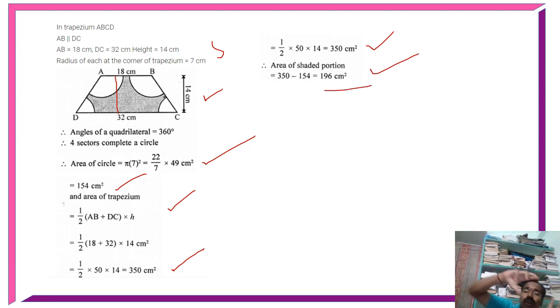Once again I am saying, whenever four corners of any quadrilateral are occupied by sectors, the sum of the four corner angles of a quadrilateral is 360. So if you attach all these four sectors in any quadrilateral, it will become a circle with the given radius. Here the radius is given as 7 centimeters. So substitute in the area of trapezium formula to find the area of the trapezium, and substitute pi r square for the area of the circle. Subtracting the area of the circle from the area of the trapezium, we get the shaded region. Let us go with the next slide.